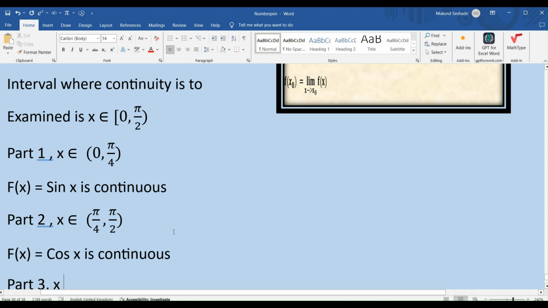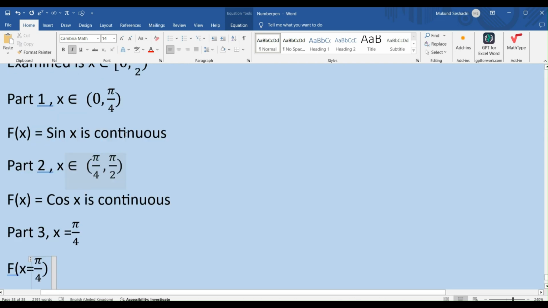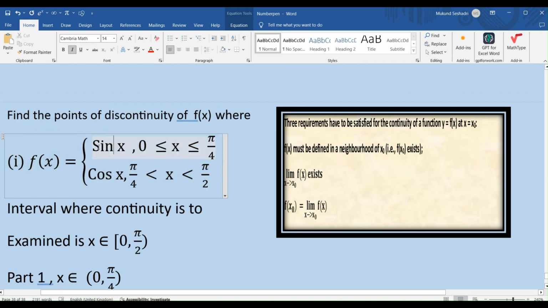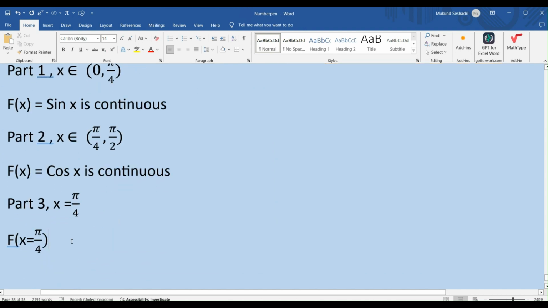We'll pick up the easier one first: x equals pi by 4. Let's work out the continuity. f of pi by 4: we know that when x equals pi by 4, I will have to use this particular equation, which is sin of pi by 4, which is 1 by root 2.